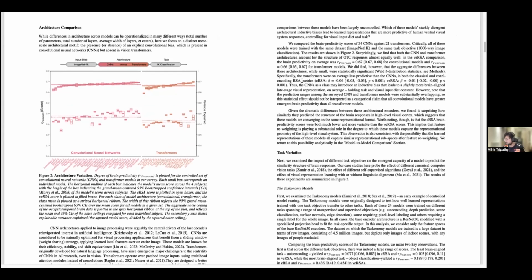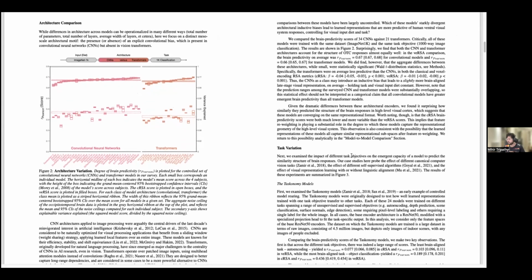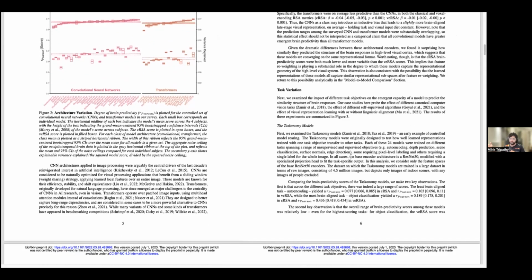So these are the scores that I mentioned: 0.66 Pearson for the transformer and 0.67 for convolutional models. So it actually does not really depend. It does not differ if we use a convolution-based network as compared to a transformer-based network. As compared to other architectures, it does not really vary.